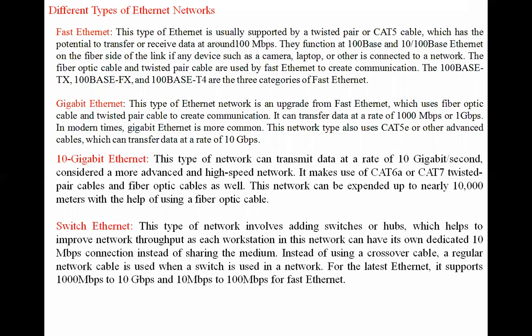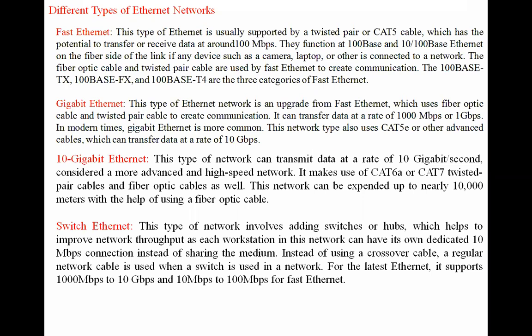If you're adding the switches or hubs, it is going to improve the network throughput as each workstation in this network can have its own dedicated 10 Mbps connection instead of sharing the medium. And if you are providing a particular speed to that particular server, it is going to maintain that speed itself. If the server is down at the main level, at that time the server will become down. So this is why we have started using the switches.